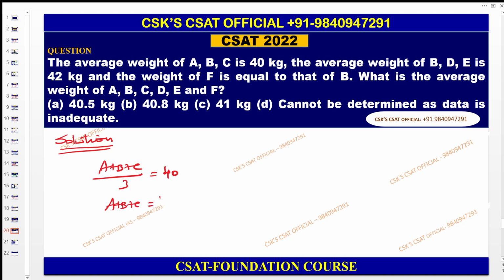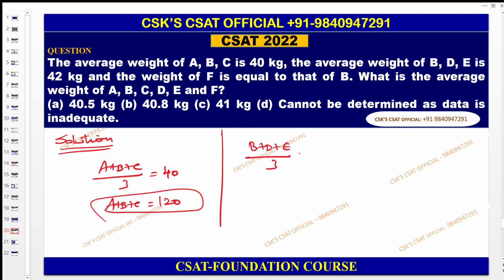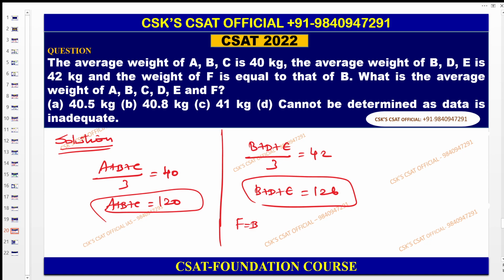So A plus B plus C is 120. Now, another one provided here, B plus D plus E, by 3, 3 people are there, so here 42. You can cross multiply, then it becomes 126. Now it says that F is equal to B. Substitute in any one of the equations, not in both. Any one. So you can substitute here. Then F plus D plus E becomes 126 by replacing here.